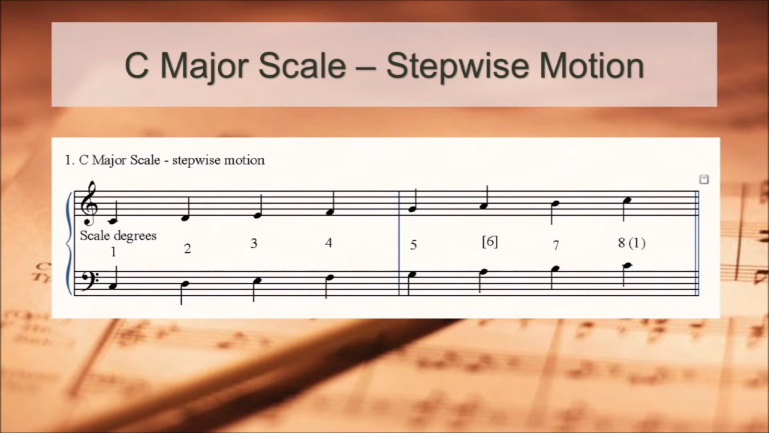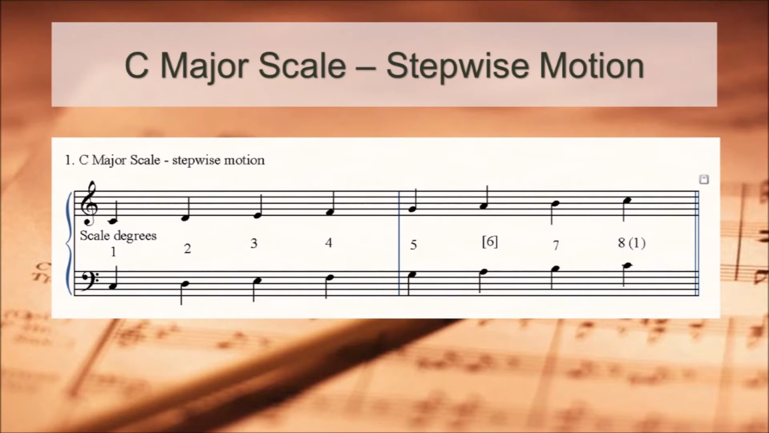The second note, D, is called the second degree of the scale. The third note, E, is called the third degree of the scale. The fourth note, F, is called the fourth degree of the scale. The fifth note, G, is called the fifth degree of the scale. And the sixth note, A, now this is very important, so remember this particular note, is the sixth degree of the scale. The B is the seventh degree.